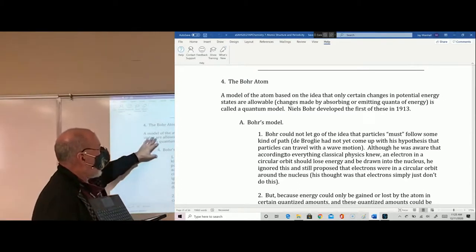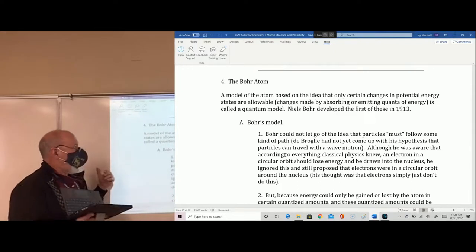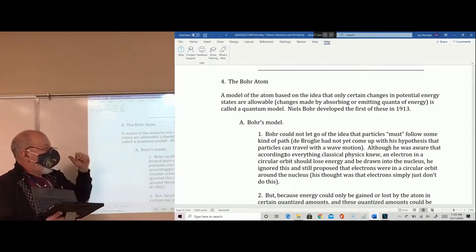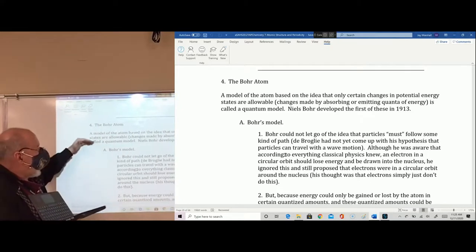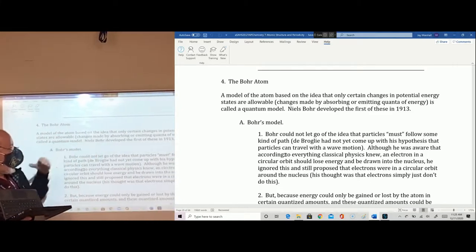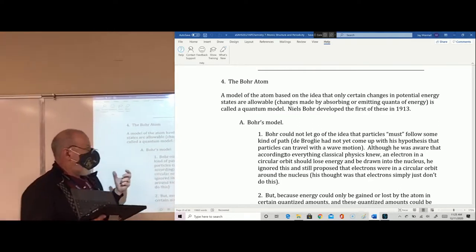So all of this led to something called the Bohr model of the atom: a model of the atom based on the idea that only certain changes in potential energy states are allowable, and I make those changes by absorbing or emitting quanta of energy.